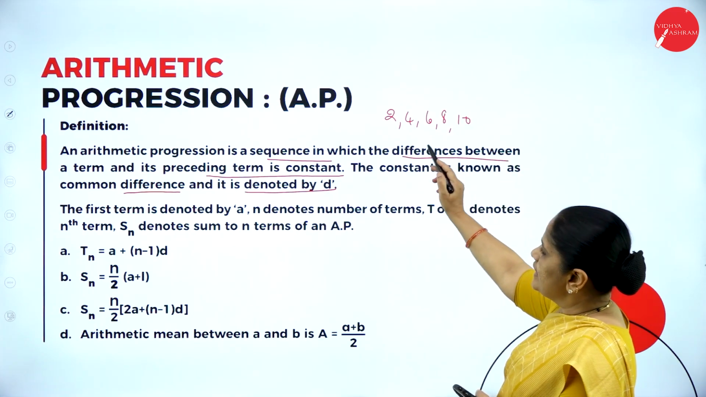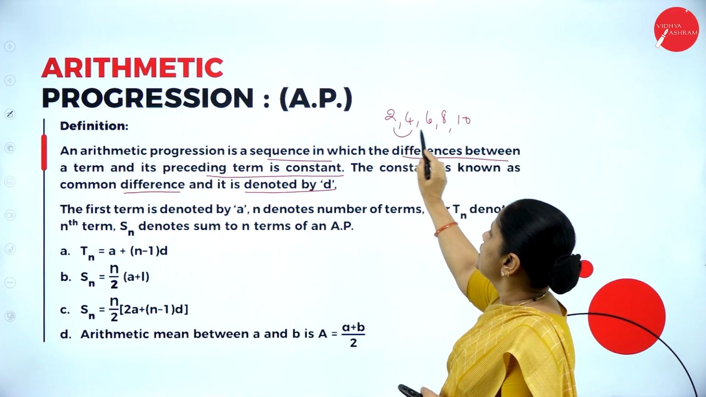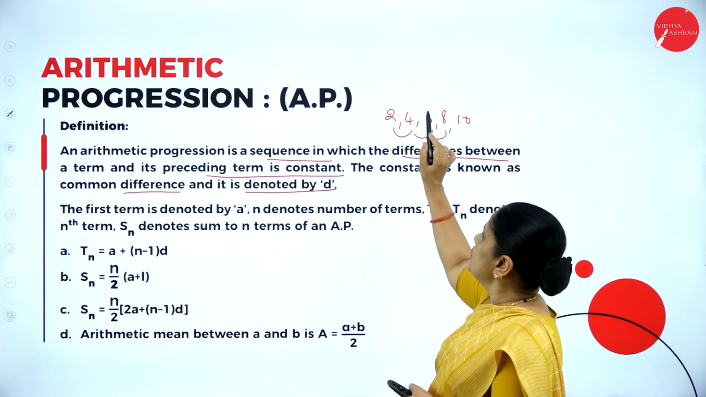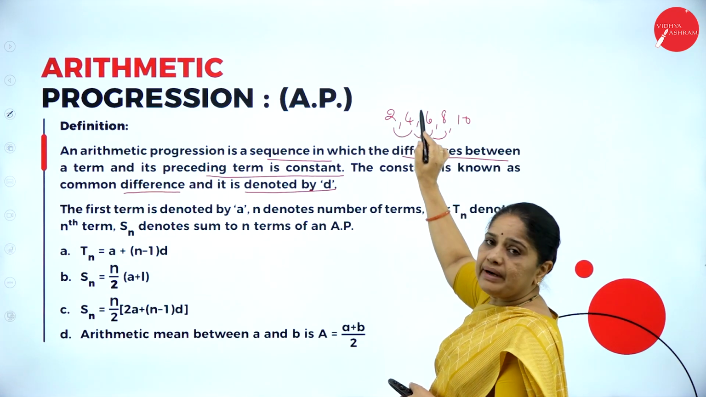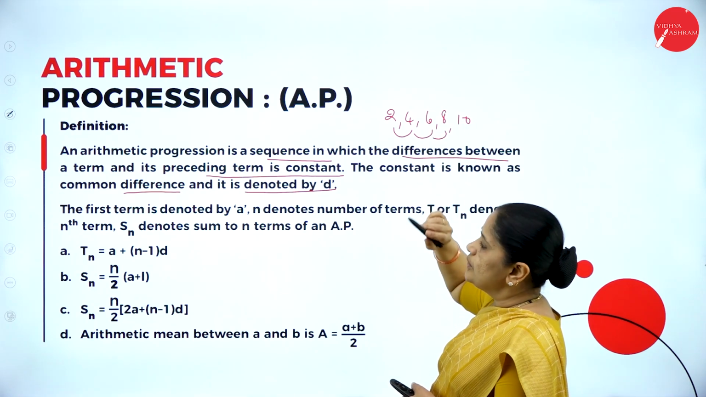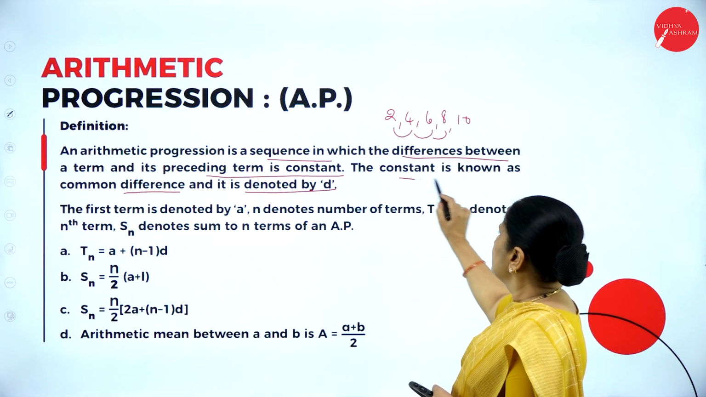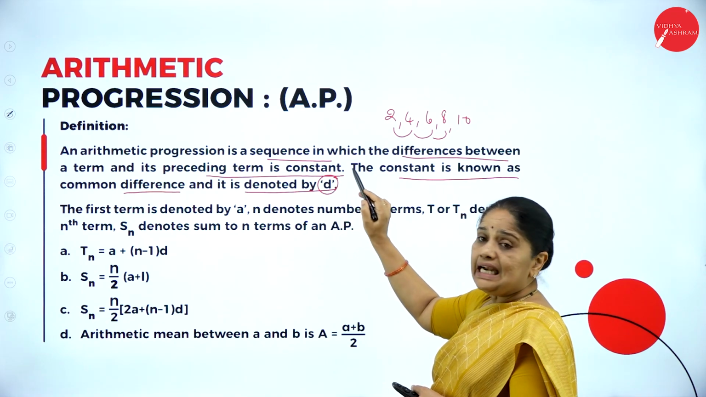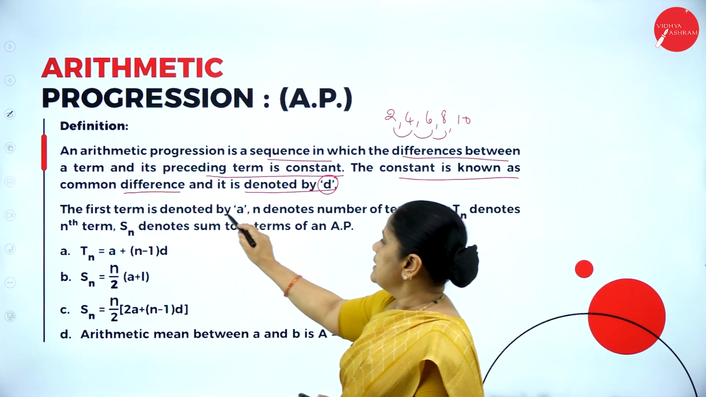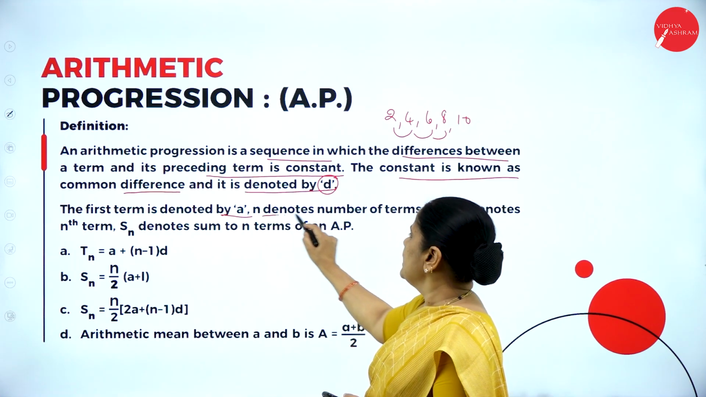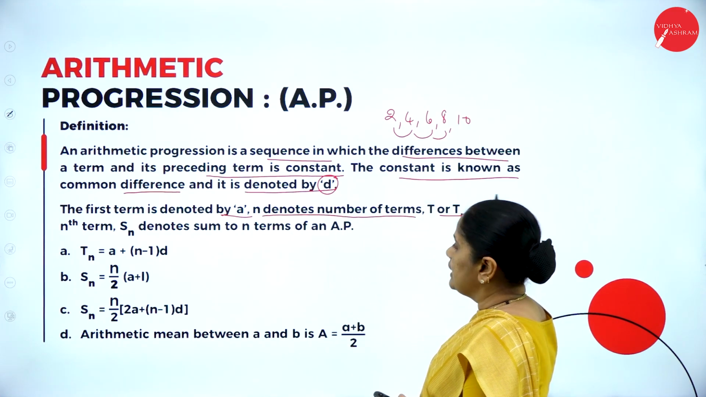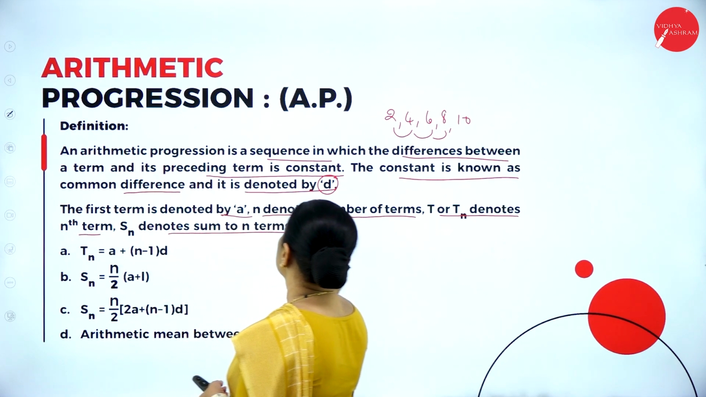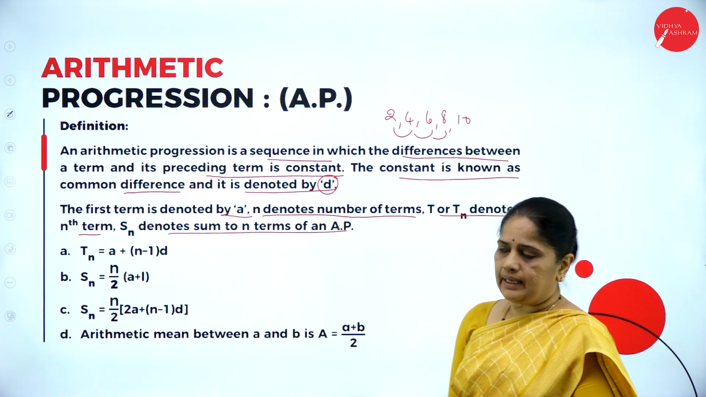So here the difference between a term and its preceding term is always constant. See, 4 minus 2 is 2, 6 minus 4 is 2, 8 minus 6 is 2, 10 minus 8 is 2. So the constant is known as the common difference and it is denoted by D. The first term is denoted by A, N denotes the number of terms, Tn denotes the nth term, and Sn denotes the sum to n terms of an AP.